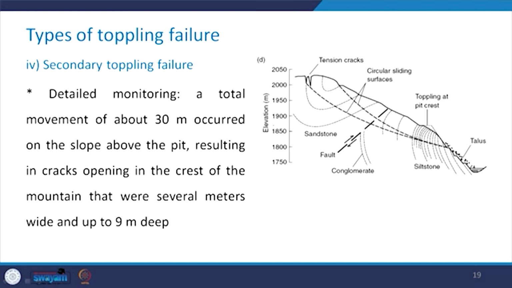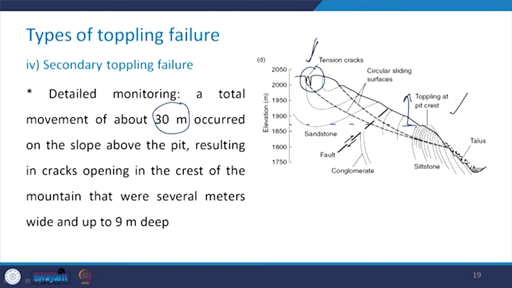The detailed monitoring of this slope was carried out at the site, and a total movement of about 30 meters occurred on the slope above the pit. See here, 30 meter on the slope above the pit, that means here above the pit, and this resulted in the crack opening at the crest of the mountain, which is here. These cracks were several meters wide and up to 9 meters deep.